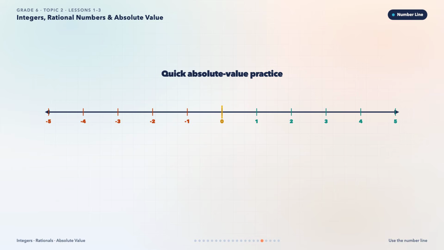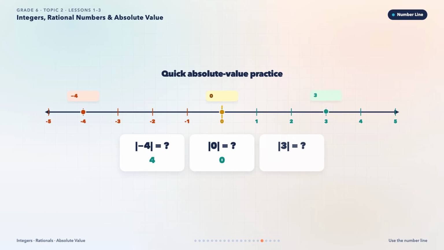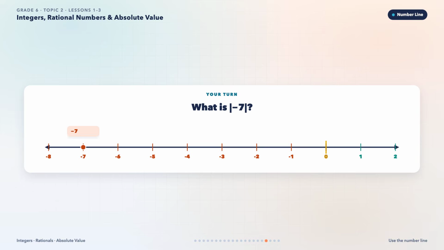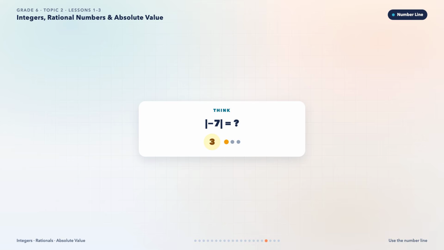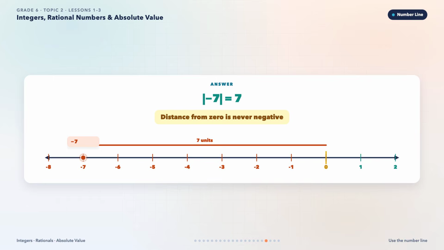Quick practice. What is the absolute value of negative 4? Count 4 distance units from negative 4 to 0. It is 4. What is the absolute value of 0? 0. What is the absolute value of 3? 3 units from 0 to 3. It is 3. So the absolute value of negative 4 is 4, of 0 is 0, and of 3 is 3. Your turn. What is the absolute value of negative 7? 7. Distance from 0 is never negative.